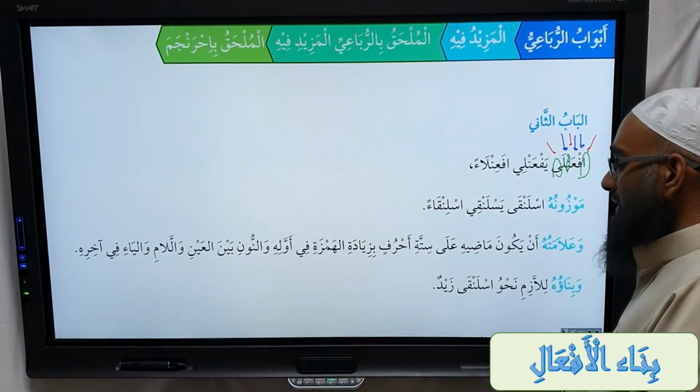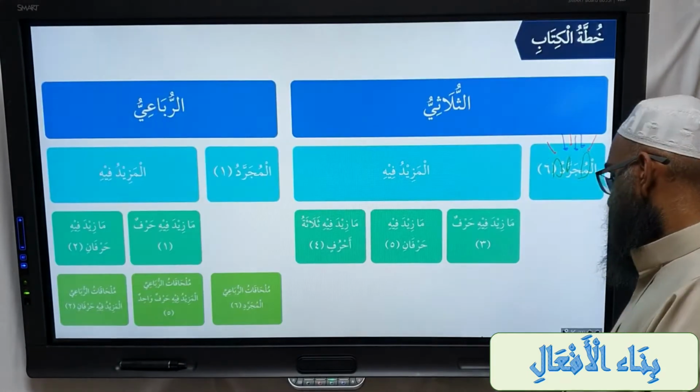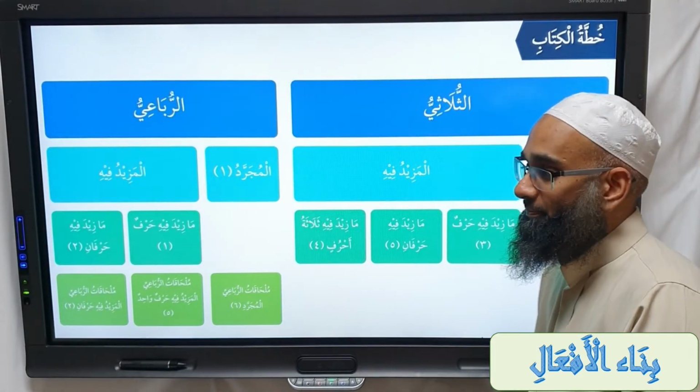Islanqa means to sleep on your back. Okay. So that's the end of our 35 abwab.